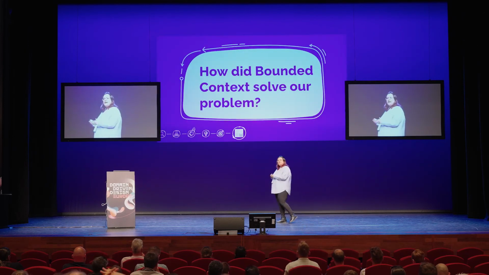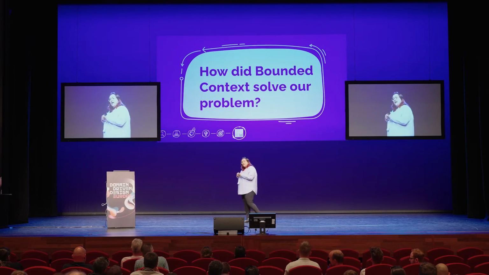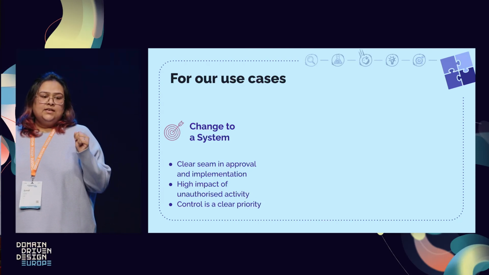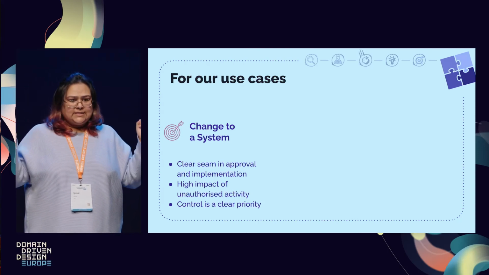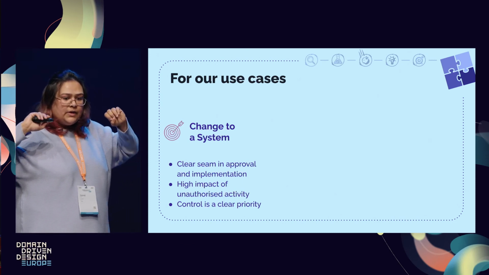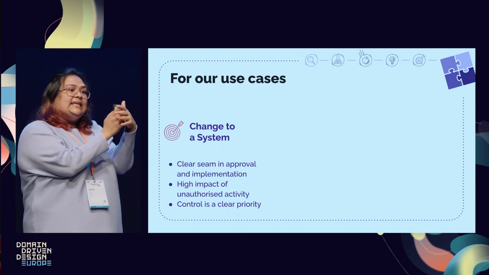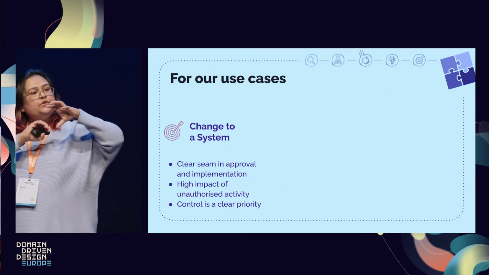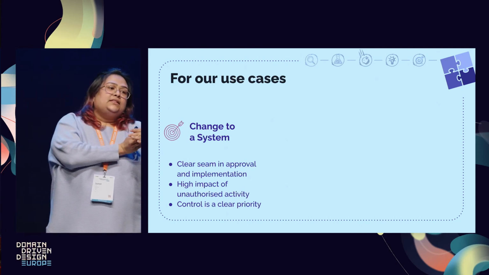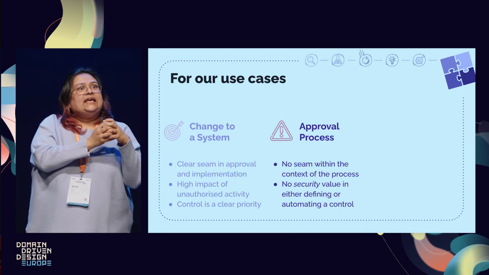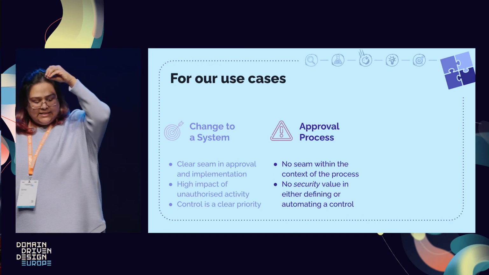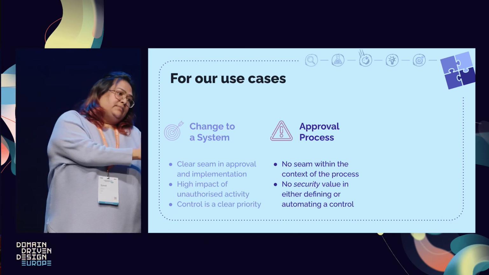So, well, I suppose your question is, how did bounded context help our problem? Going back to the use cases, the first one was in the use case of change to a system. We found that clear seam between the approval process and the implementation process, and the seam was reinforced by other heuristics, and there was a clear indication of the fact that an impact of failure at this boundary impacts business risk.